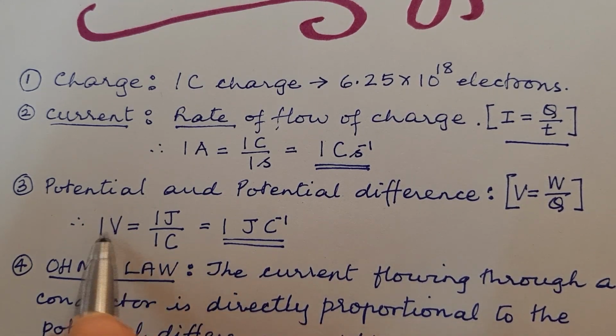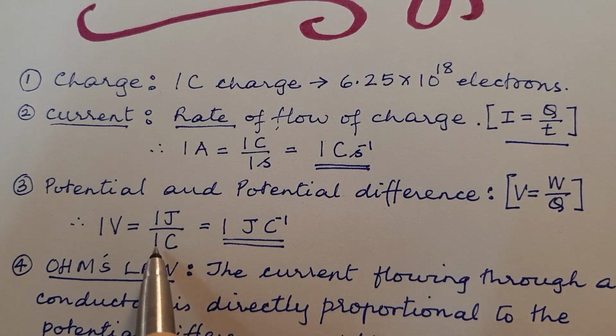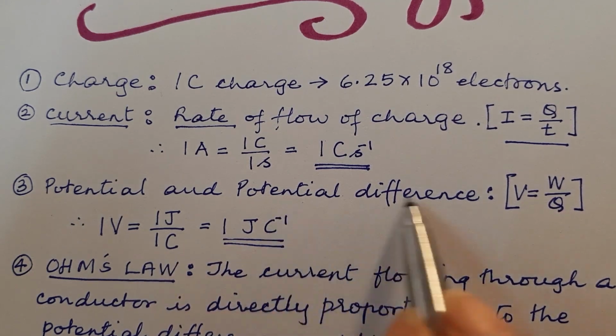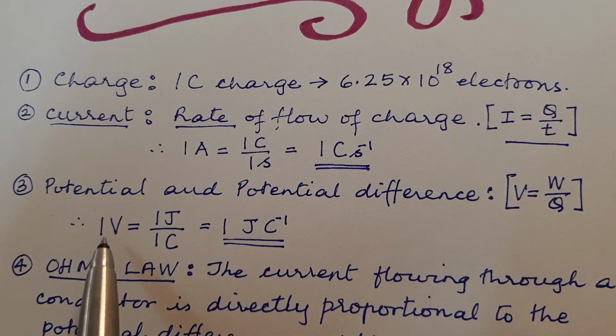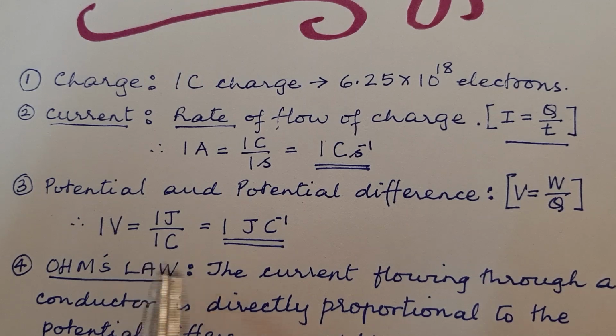So we say that 1 volt is the potential when the work done is 1 joule in moving a unit charge, that is 1 coulomb charge, from infinity to the given point. And if it is potential difference, then we say 1 volt is the potential difference when the work done is 1 joule in moving unit positive charge, that is 1 coulomb charge, from one point to another in the conductor.